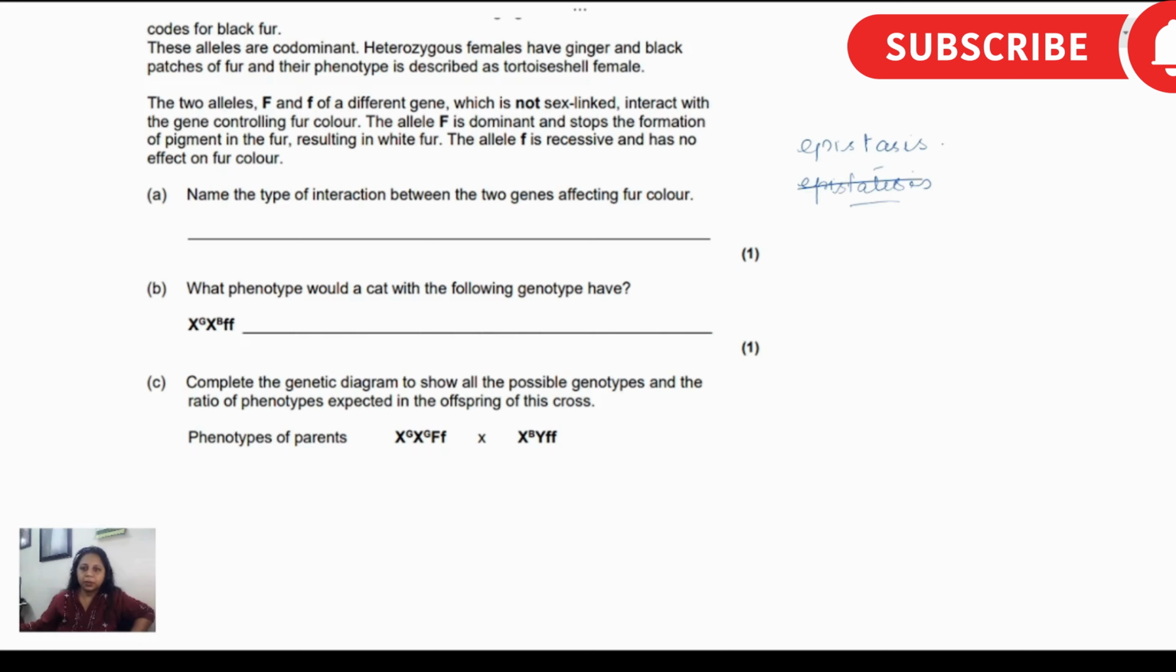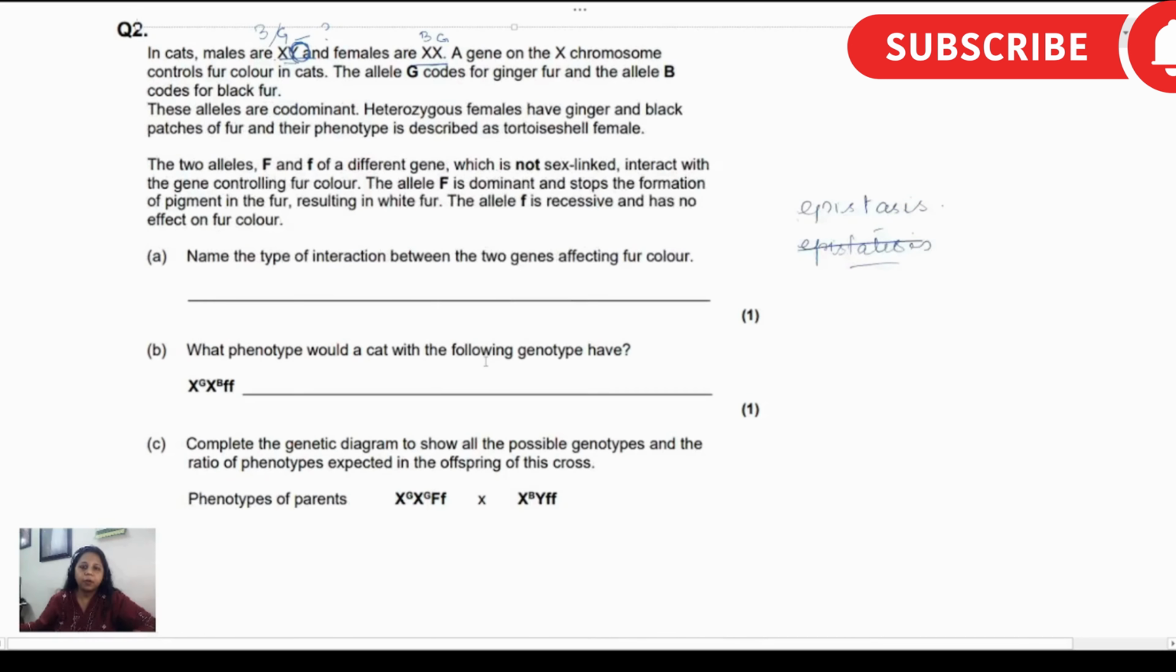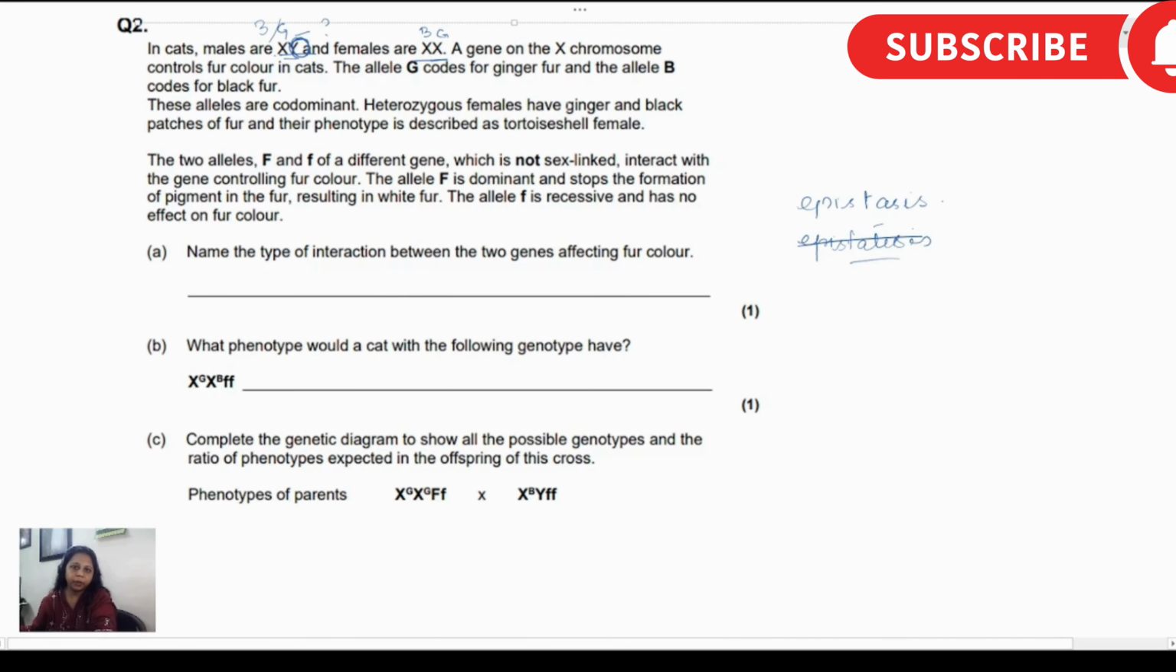And there are many types of epistasis, by the way. It can be dominant epistasis, it can be the recessive one. They have given you the dominant one as capital F and the recessive one as small f, which is not showing any effect, right? Okay. So the next question is what effect would a cat with the following genotype have? It has capital G and capital B with small f. So let's say here we have capital G. So it means it has ginger fur and it would have black fur as well because it's a case of codominance.